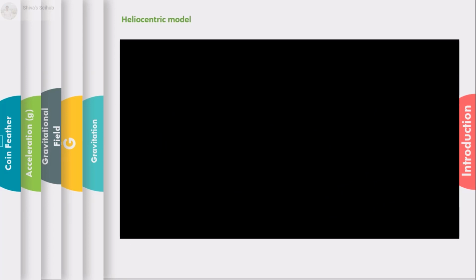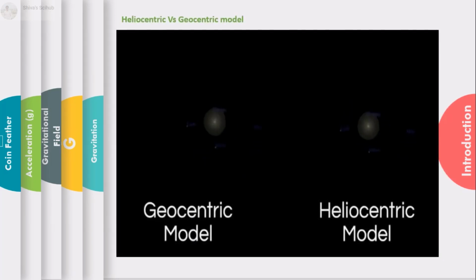Now let's compare the heliocentric model versus the geocentric model. The yellow spot that we can see in the video is actually the sun. In the geocentric model, it seems to be a mobile object. However, in the heliocentric model, the sun is stationary and all the other planets are revolving around the sun.